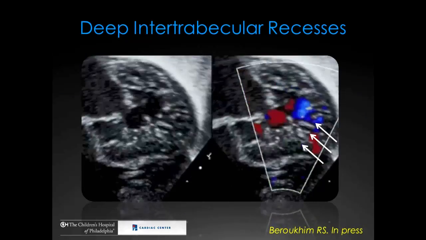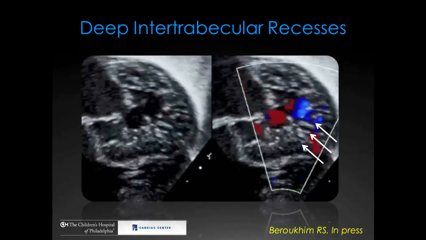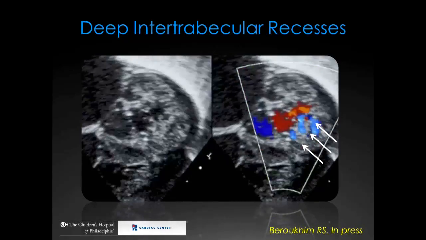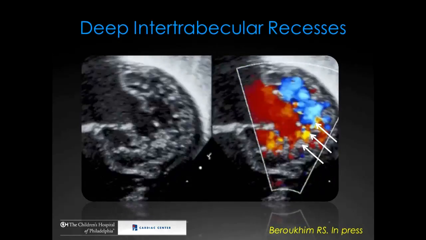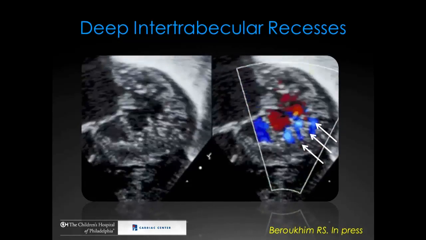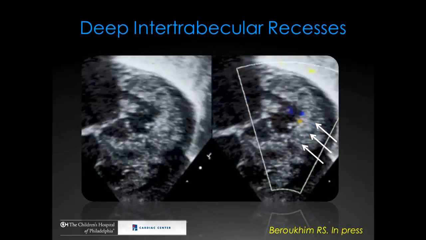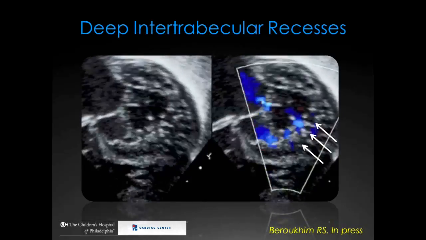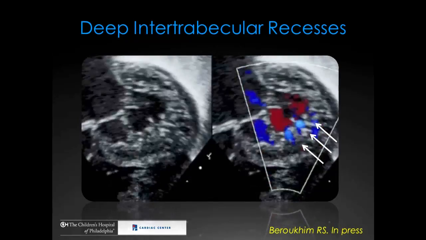And this is a patient that I think everyone would identify as having left ventricular non-compaction. You can see quite clearly the distinction between the non-compacted and the compacted layers on the left side of the panel. And you can see by color Doppler that color is going in and out of these deep intratrabecular recesses.